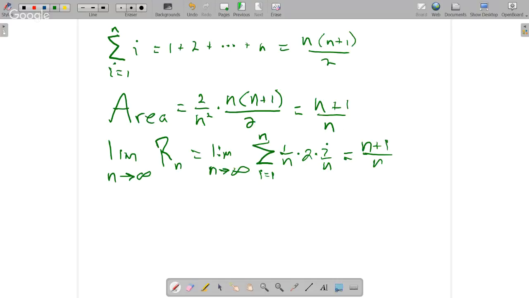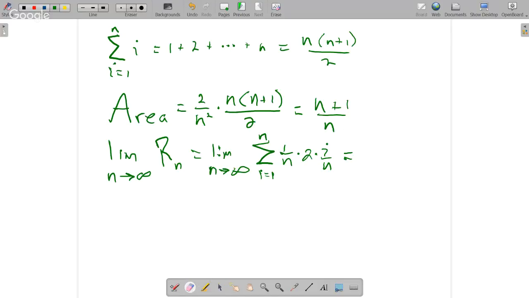Oops, I missed something there. I missed my limit. Let's move that over a little bit. Nope. Let me move the whole thing. Maybe, maybe not. All right, maybe not.